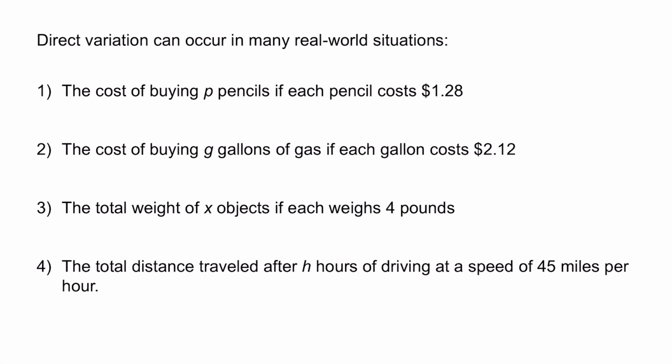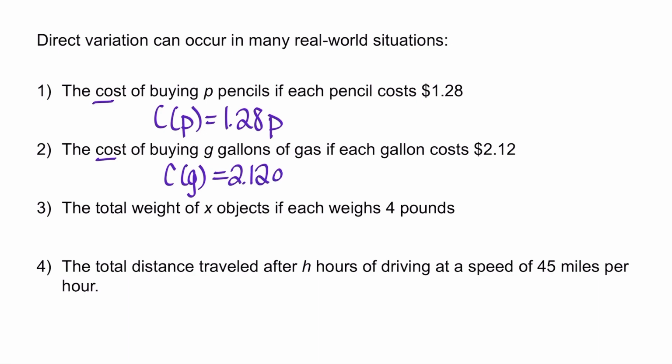Direct variation actually does occur in many real-world situations. Anytime you have two variables that are related by a constant factor, you have an example of direct variation. So for example, if you're modeling the cost of buying P pencils, if each pencil costs $1.28, you can write an equation saying C of P equals $1.28 times P. If you're modeling the cost of buying G gallons of gas, if each gallon costs $2.12, you can say C of G equals 2.12 G.